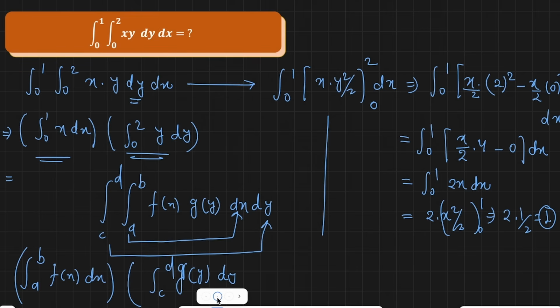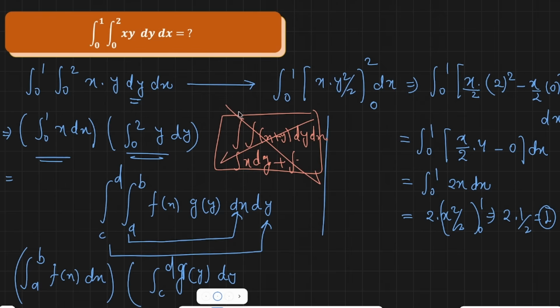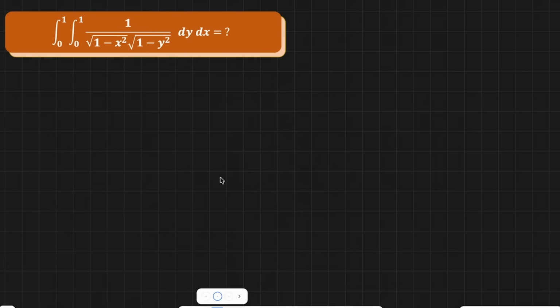But keep in your mind, if the integral is given like this, x plus y dy dx, you can't write this as x dy plus y dx. This is the wrong thing. You can't write it. If it is in multiplication, then you can write. If it is in addition or subtraction, you can't write like this. Keep in your mind. Okay, now come to the next point.